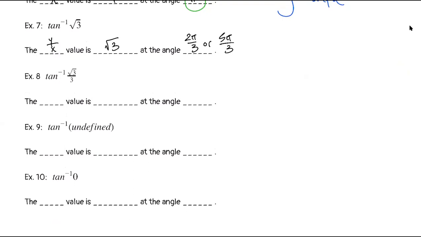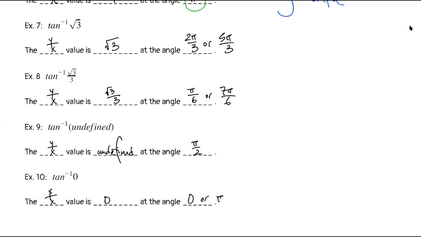For example 8, we said that the y over x value is √3/3. And we said our choices were π/6 or 7π/6. For 9, we said that the y over x is undefined at π/2. And that for number 10, the y over x was 0 at 0 or π.